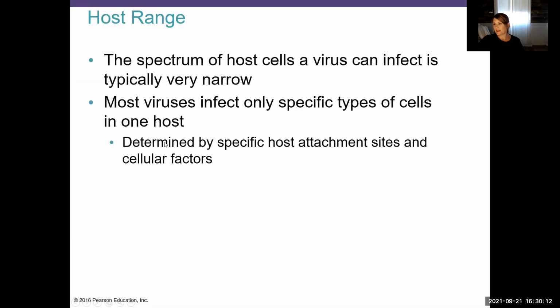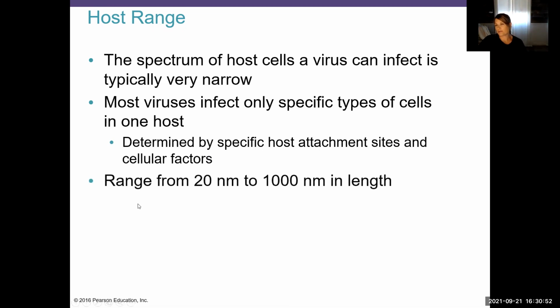Okay, and why is that the case? It's because the virus and the host cell have a specific interaction that has to occur. So there's a specific host attachment site on the cell surface of the host and other cellular factors that determine what cell the virus can attach to. Okay, so it's very specific to the external part of the cell that allows a virus to attach. And so not every cell is going to have it, and certainly not every species is going to have it. Okay, so it's a very specific interaction between the host cell and the virus.